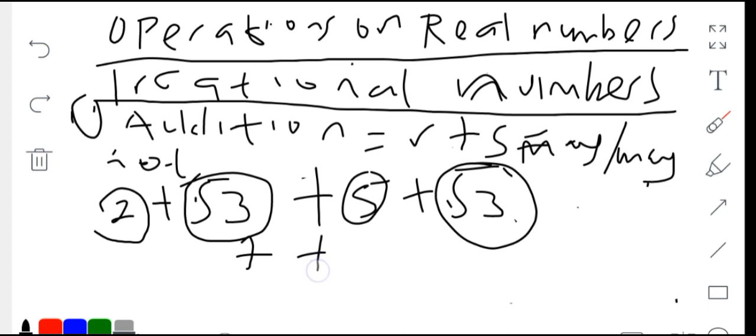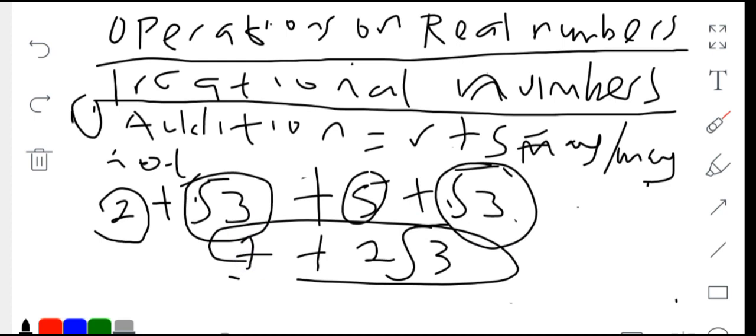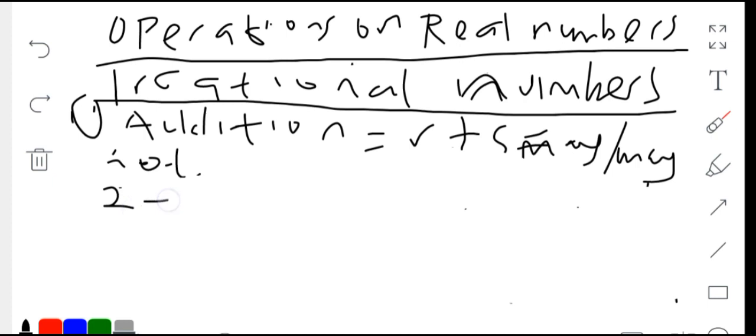So that will be 7 plus 2 square root 3. Simple as that. So you can see this is an irrational number. This is a scenario that shows that addition of two irrational numbers might give us an irrational number. So let's look at another scenario where we are going to get a rational number. Another scenario is 2 minus square root 3 plus 2 plus square root 3.